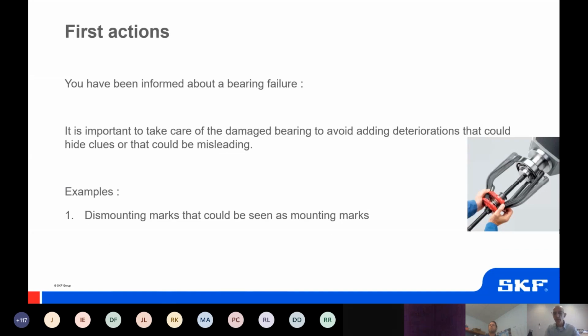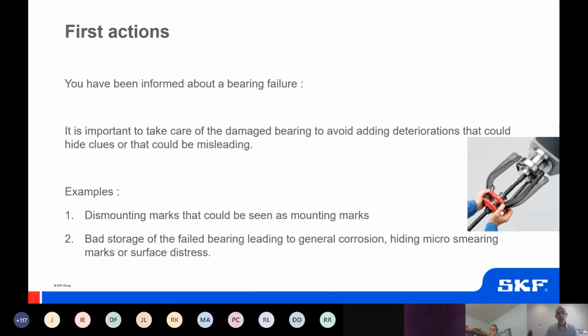Typically, I know the picture is, of course, taken from a brochure and doesn't represent what I mean here, but sometimes what we are trying to show is that when you are dismounting a bearing that has not collapsed completely, and you are grabbing the bearing and pulling it out of the shaft, you may be introducing some dents or scratches on the bearing because you are applying the force through the bolts or the rollers. So that might be seen as a potential failure characteristic when it's not.